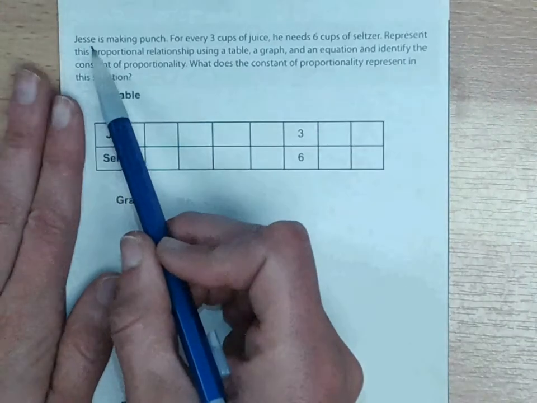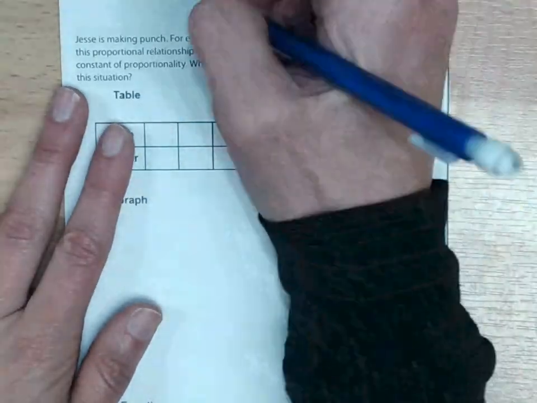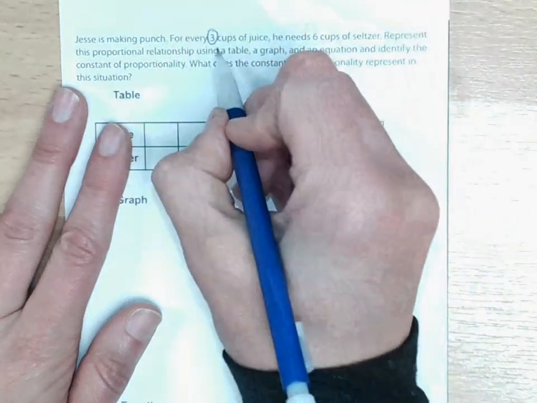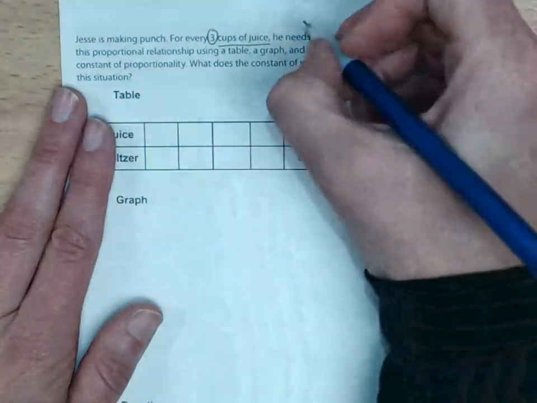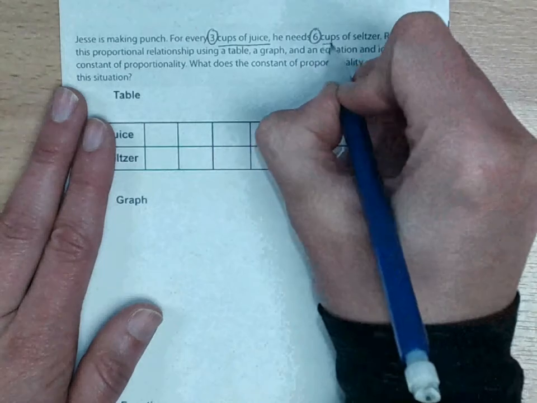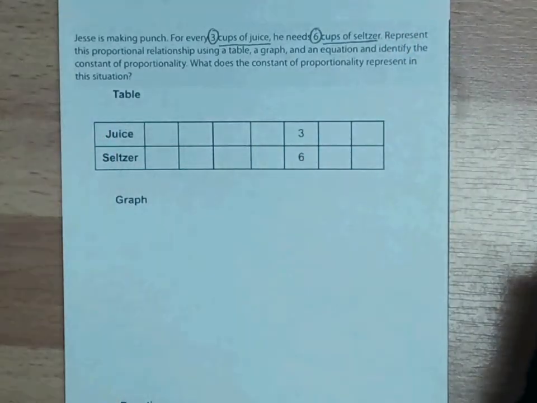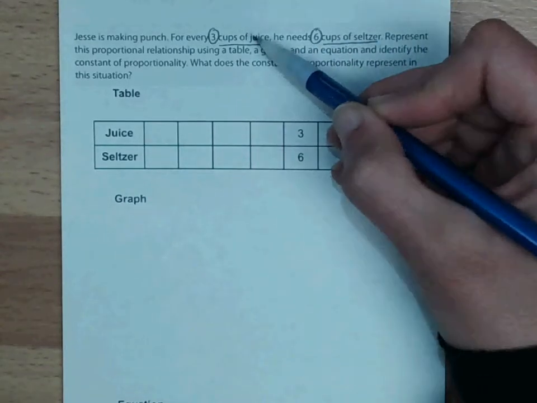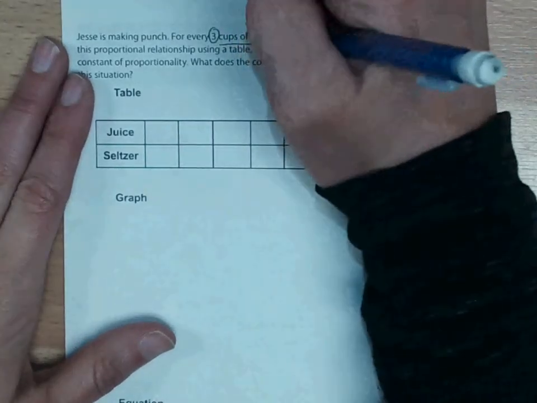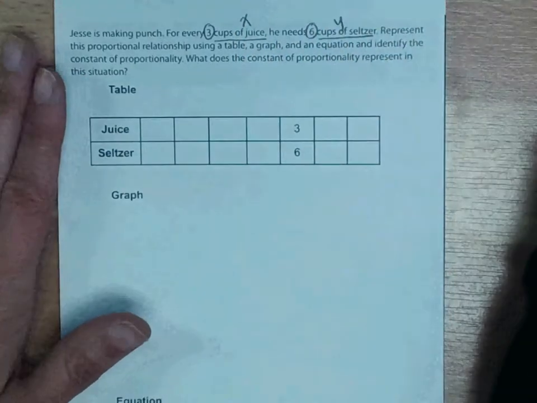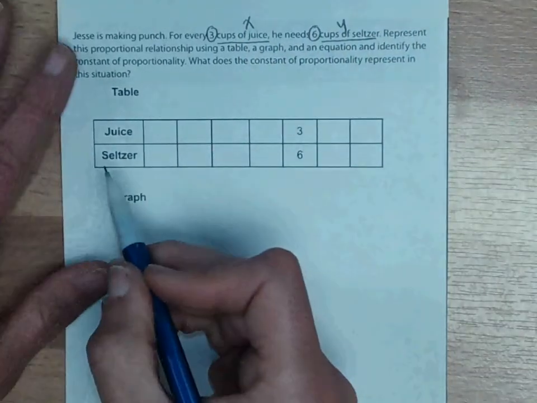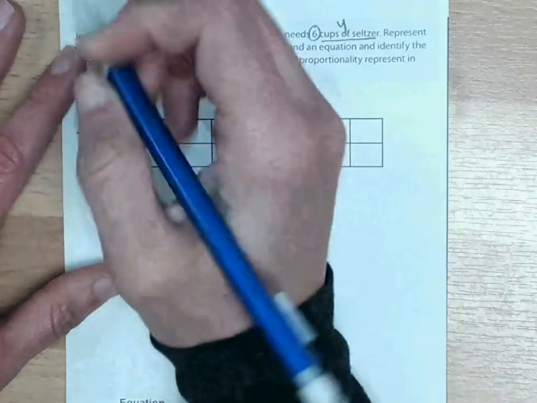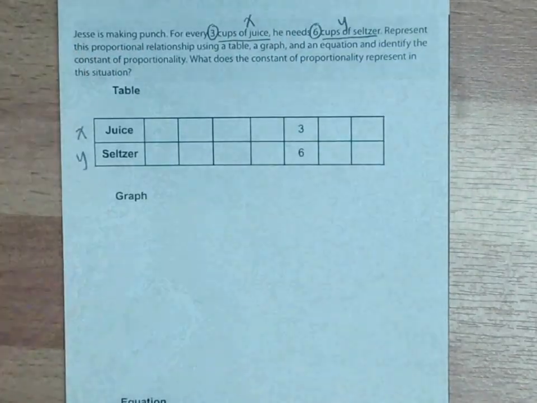It says Jessie is making punch. For every 3 cups of juice, he needs 6 cups of seltzer. Now, to me, that makes it sound like the amount of seltzer depends on the amount of juice. So this is going to be my x variable, this is going to be my y variable. I'm also going to just label that in my table, just so that I remember that later.